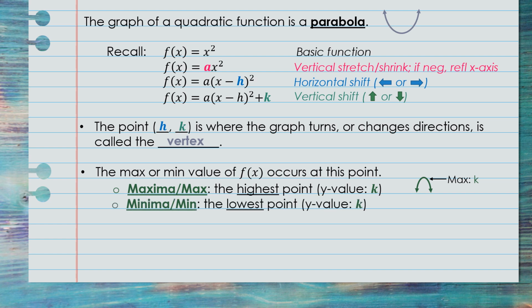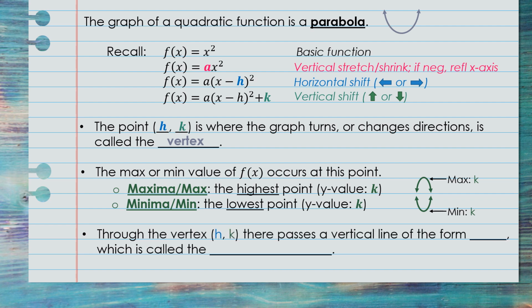Now, what if you had an upward-facing parabola? That would create a minima, or a min, which is the lowest point on the graph. Again, since it is the lowest point, it is a minimum, but it's still going to be represented by your k value. Think of it this way. When you think of maximum or minimum, you're either looking up really high or down really low. Which axis goes up and down? Well, that's your y-axis, which means it's always going to pertain to your y value.